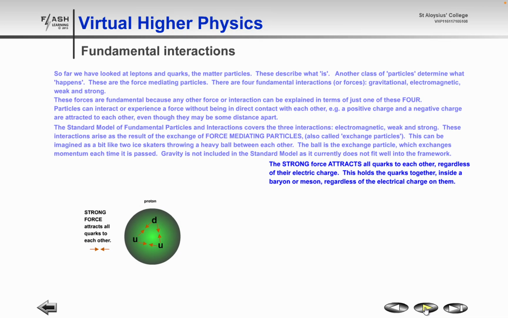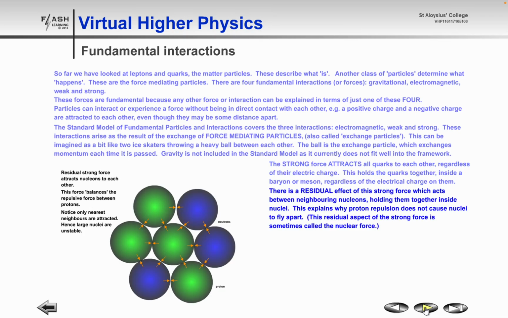But the strong force is the one we probably discuss most, and it's what attracts quarks to each other. So if you think about the proton, you've got two positive charges in there from the two up quarks. They should really be repelling away from each other. The proton should be flying apart. And the reason it doesn't is the strong nuclear force holds the quarks together. And that works for both baryons and mesons, regardless of the electrical charge in them. So it's a force that always acts between quarks.